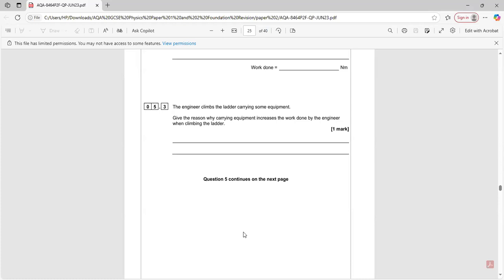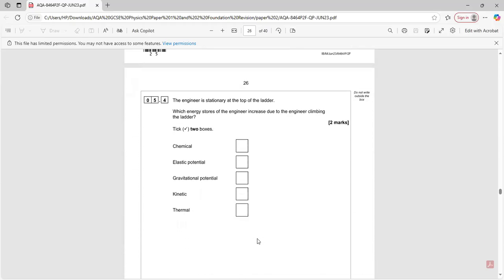The engineer climbs the ladder carrying some equipment, extra weight. It now says give the reason why carrying equipment increases the work done by the engineer while climbing the ladder. It's simple. That equipment has extra weight, and that will be added to the weight of the engineer. So it's no longer going to be 710 newtons times 0.3. It's going to be 710 newtons in brackets plus whatever new weight of the equipment he's carrying. Then when you add that together, you can multiply by 0.3. Please confirm that you understood what I just said. Yes. Okay, brilliant.